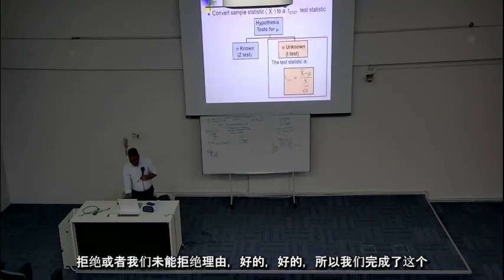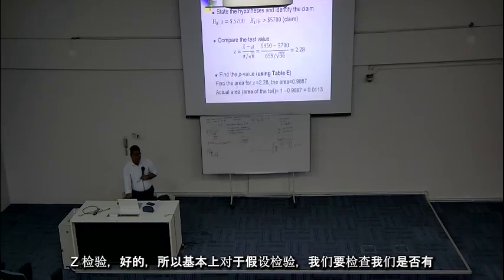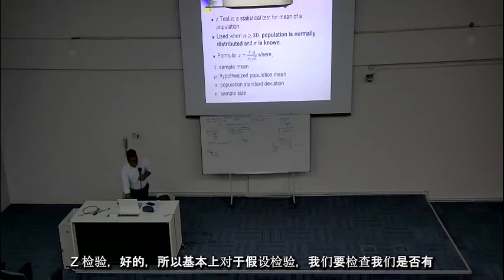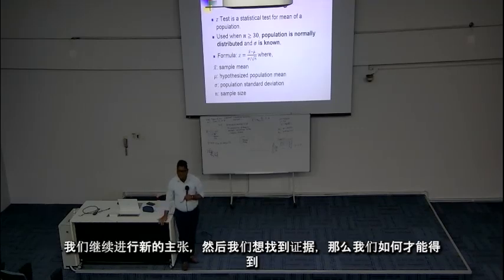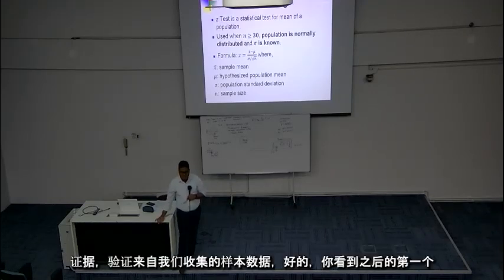So this one we finish for the Z test. Basically, for hypothesis testing we want to check whether we have enough evidence or not to prove our claim. We already have the data, but we proceed with a new claim and want to find the evidence. So how are we going to get the evidence? From the sample data that we collected.